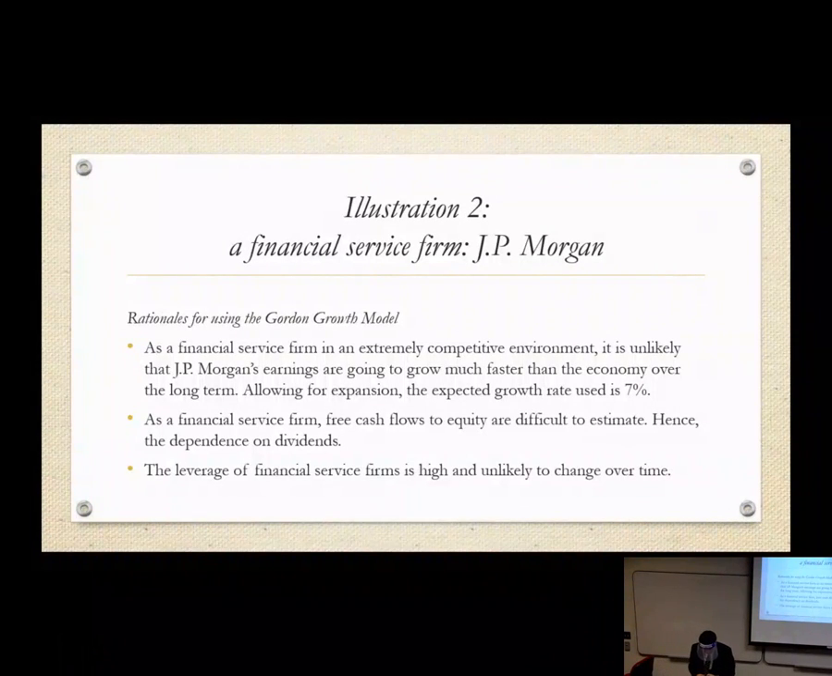Right? And as a financial service company in an extremely competitive environment, it's unlikely JP Morgan earnings are going to grow much faster than the economy over the long term, allowing for expansion. The growth rate used is 7% at that time. As a financial service company, free cash flow to equity is difficult to estimate. Therefore, using dividend could be a better approach. And the leverage of financial service companies is high and unlikely to change over time. The leverage is high, very high.